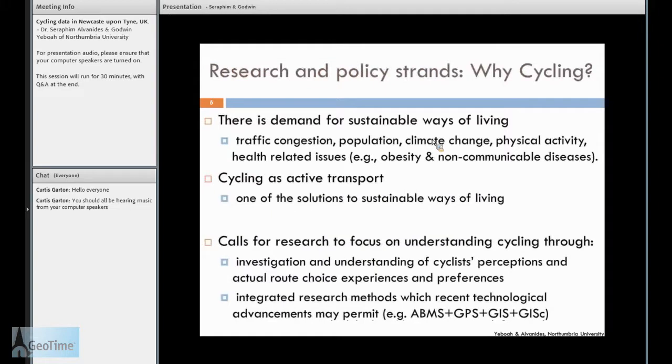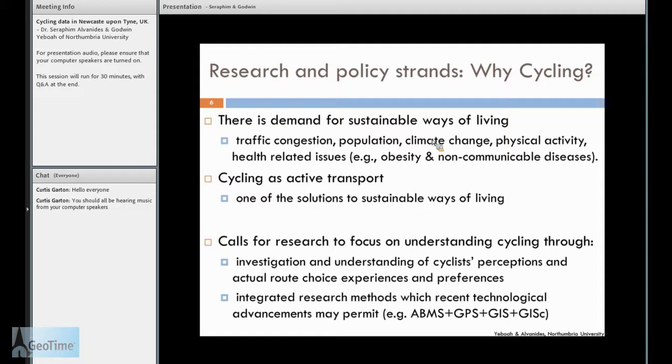Why cycling? Why are we so obsessed with cycling? Well, first of all, in the context of reduced resources of the planet and making an effort for sustainable development and sustainable livelihoods, cycling is the answer to some of the problems like traffic congestion, increasing population in cities, etc. The second one is in relation to health and more healthy living. So cycling has been promoted for its health benefits.